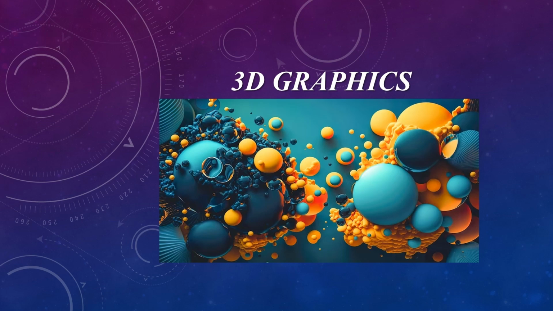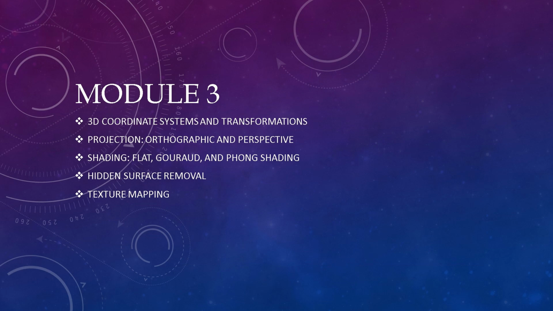Hello, today we are going to learn 3D graphics. In Module 3 we have these topics: 3D coordinate systems and transformations, orthographic and perspective projection, shading (flat, Gouraud and Phong shading), hidden surface removal, and texture mapping.